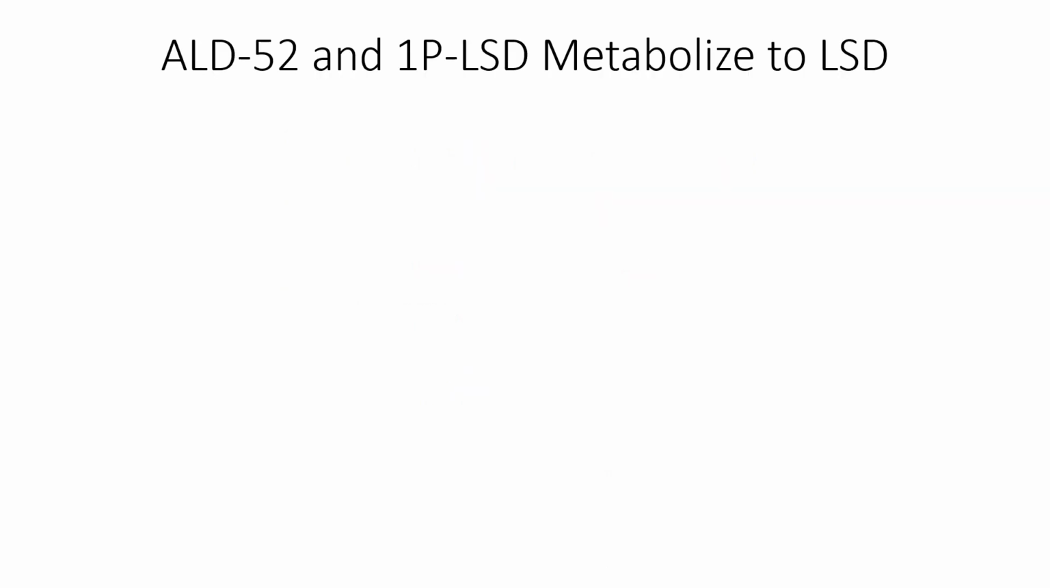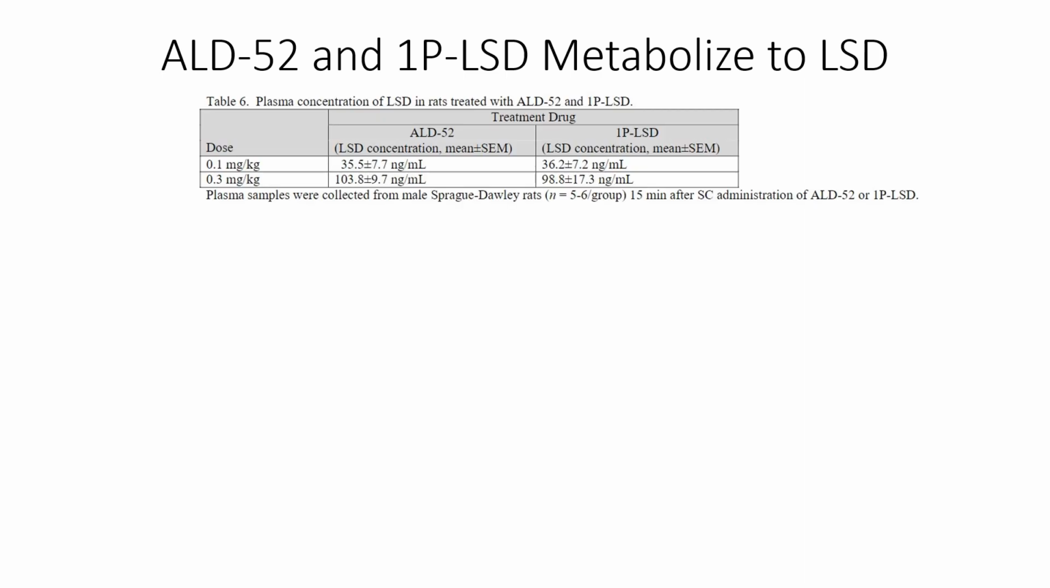The researchers in this publication then wanted to understand how ALD52 and 1P-LSD are metabolized inside of the body. In this first table, the researchers injected ALD52 into Sprague-Dawley rats at doses of 0.1 and 0.3 milligrams per kilogram. Because we can see a detectable amount of LSD inside of the blood, this would indicate that ALD52 is metabolized into LSD. 1P-LSD tells the same story.